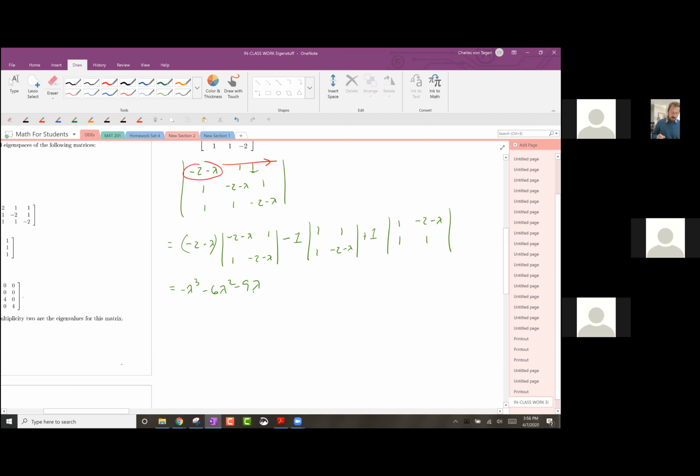And then if I set this equal to 0 and solve for lambda, that would happen when lambda, let's pull out the minus lambda times lambda squared plus 6 lambda plus 9 equals 0, or when lambda equals 0, or lambda equals -3, and this has multiplicity 2.